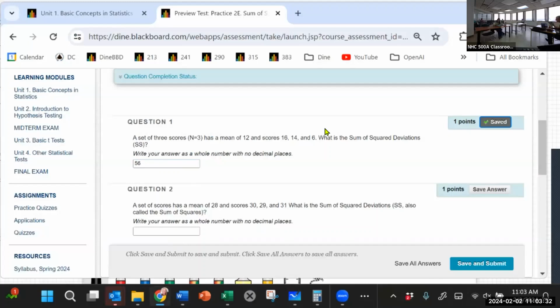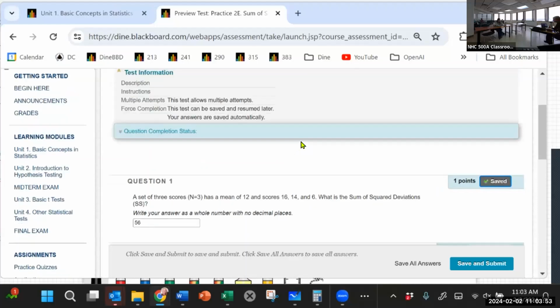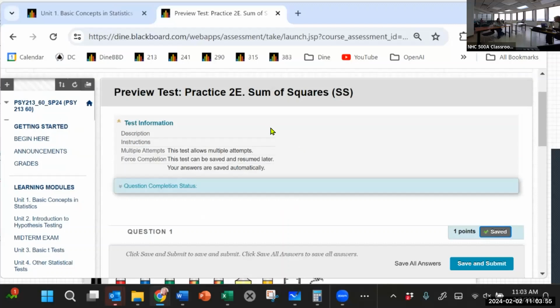And we save your answer. You're only doing 2 of these. I think that if I give you 3 minutes per problem, 6 minutes total, that might be enough. But I'm going to set the timer, and if the bell rings and you guys aren't ready, then I'll let you have more time. So you're going to go ahead and do practice 2E, sum of squares.